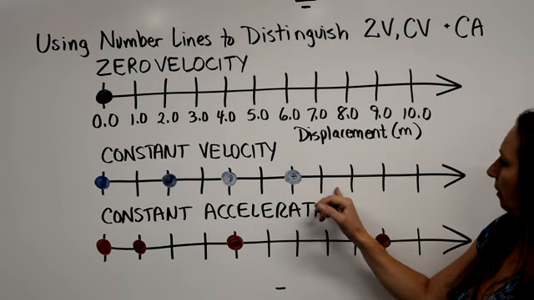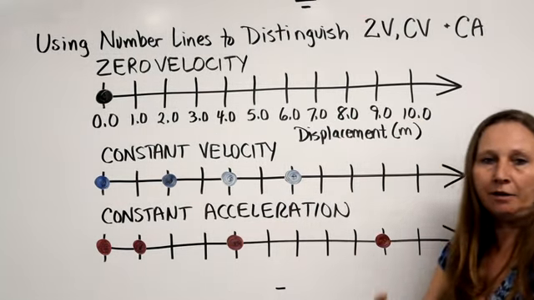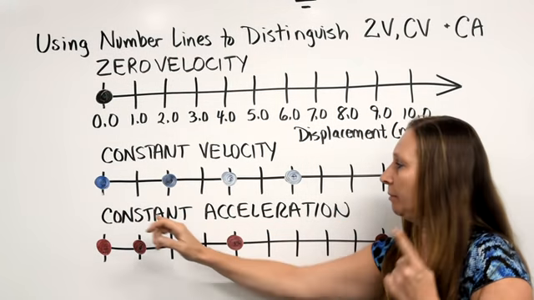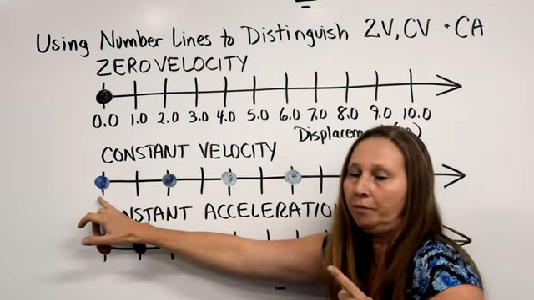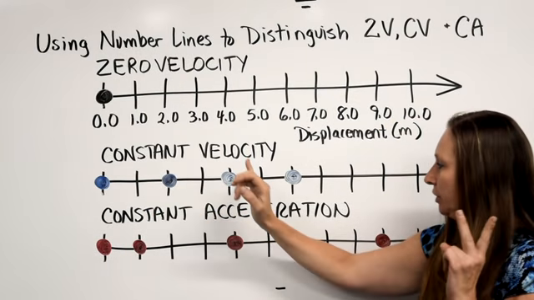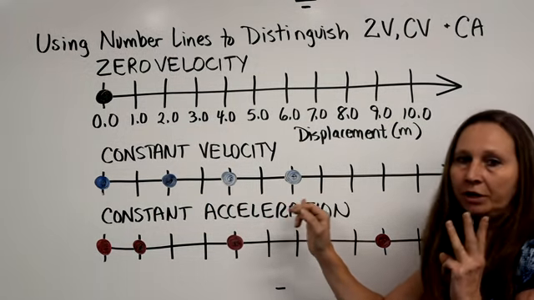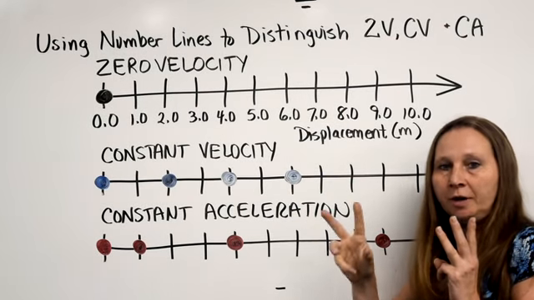This person, all right, is going 2 meters every second. So he's at 0, then he's at, I'll count the seconds on my fingers here. He starts at 0, now he's at 2, now he's at 4, and now he's at 6. So every second, he went 2 meters.